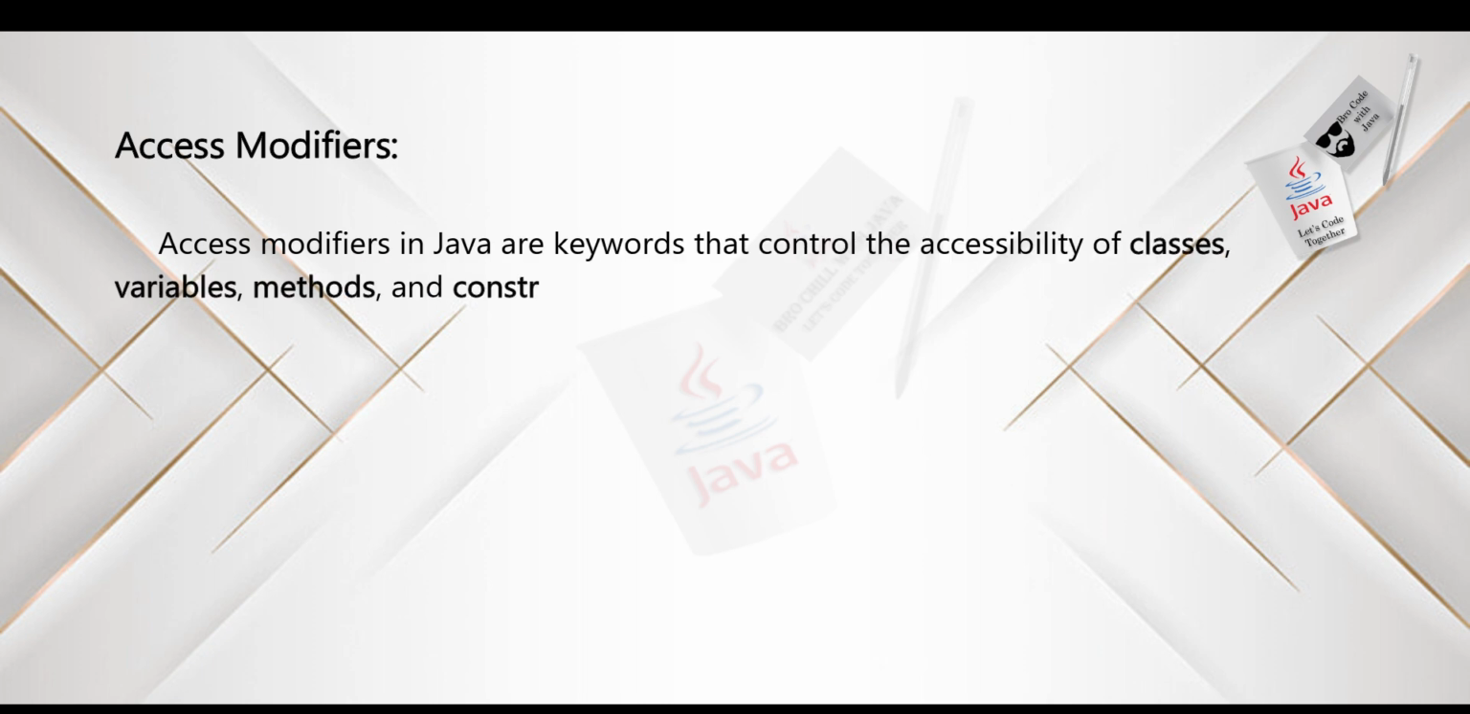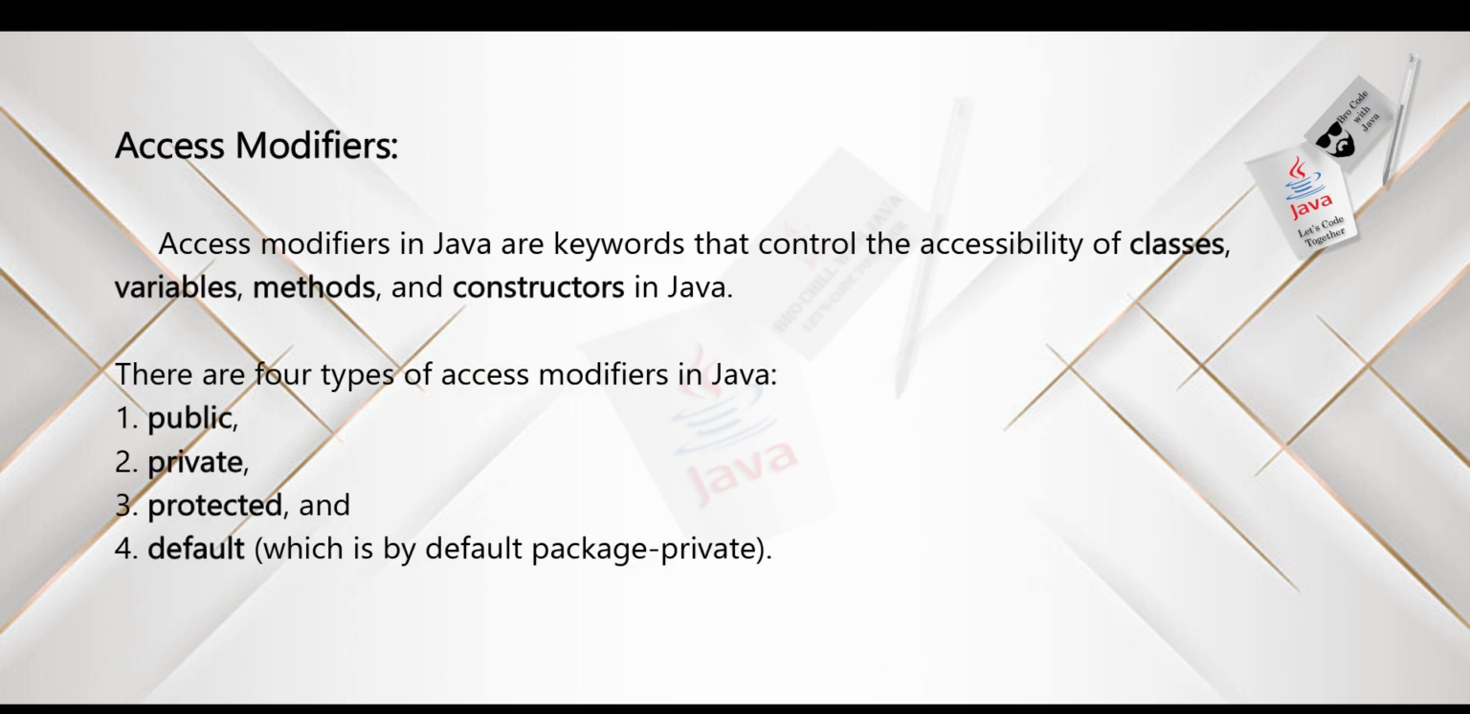Access modifiers in Java are keywords that control the accessibility of classes, variables, methods, and constructors in Java. There are 4 types of access modifiers in Java. 1. Public. 2. Private. 3. Protected, and 4. Default (package-private).